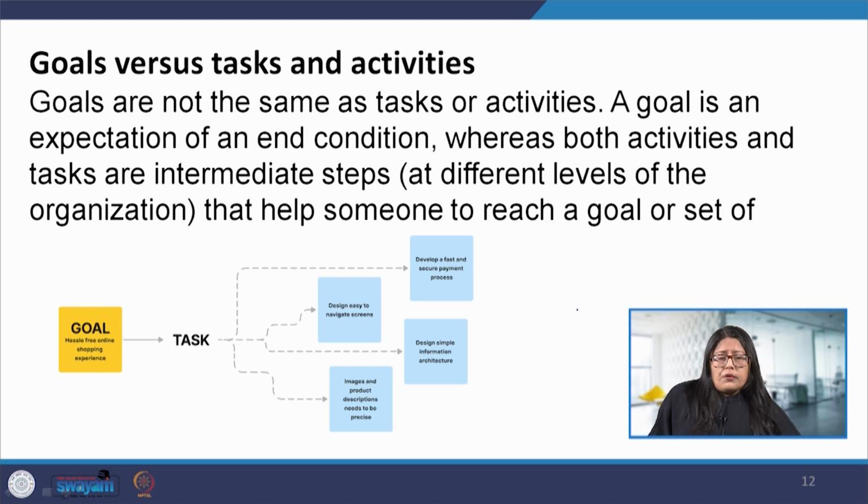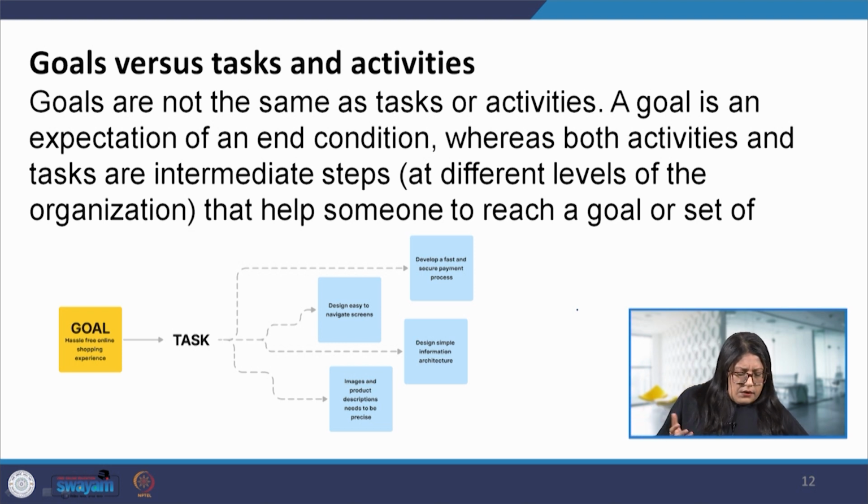Now, there are two things, one is goals and the other is the task and the activity. Both are different things. Goals are not the same as tasks or activity. A goal is an expectation of the end condition, the final goal, and activities and tasks are steps in between which allow one person to fulfill their goal.